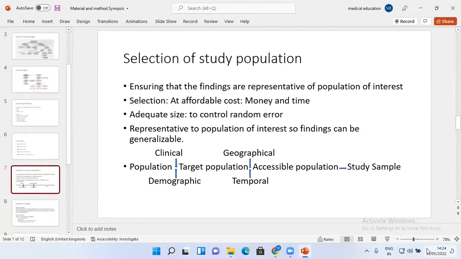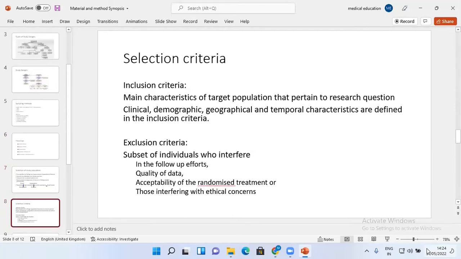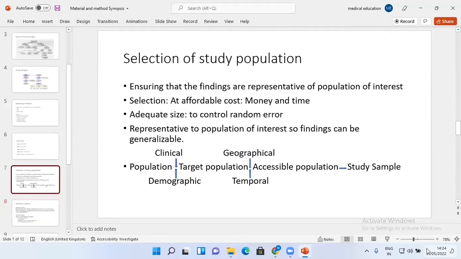Moving on to inclusion criteria, you will have to decide the main characteristics of the target population that pertain to your research question. This has to be decided based on clinical, geographic, demographic, and temporal characteristics. You have to ensure that your findings are representative of the population of interest. So whatever data you collect should represent the entire population. This selection should be at affordable cost.